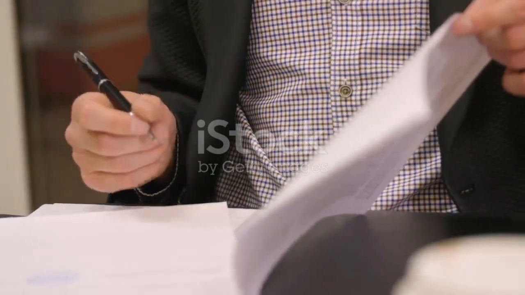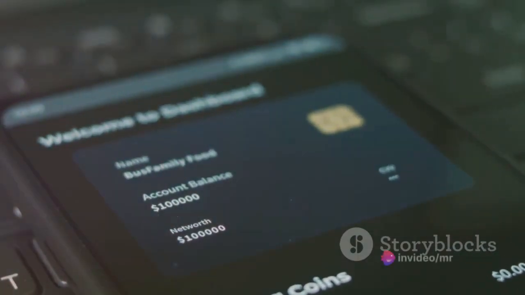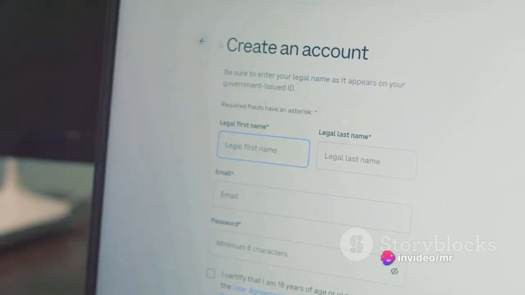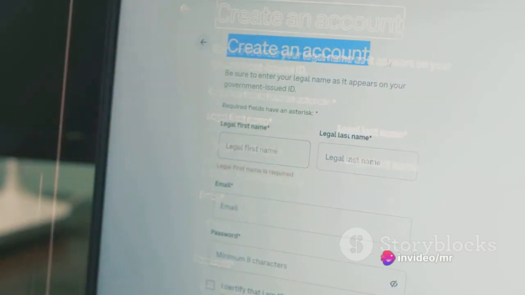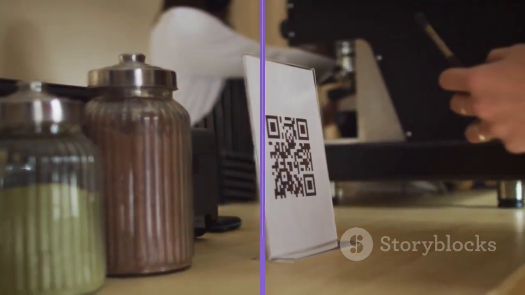The first step is to sign up. Head over to the Binance website and click on Register. Fill in your details, verify your email, and you're good to go. Remember, security is key. Enable two-factor authentication to protect your account.